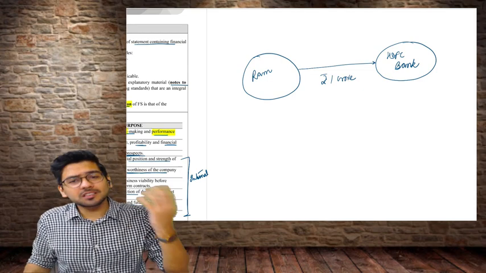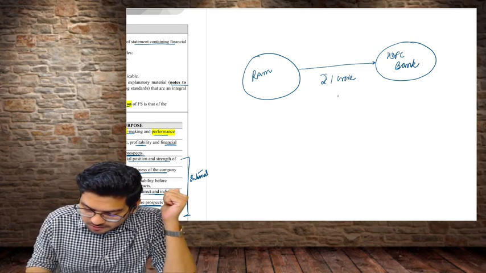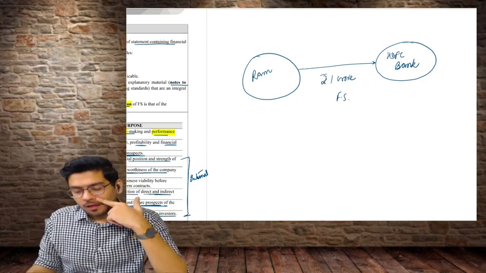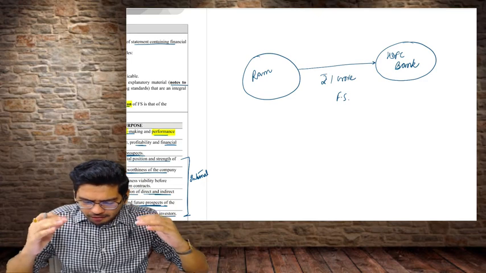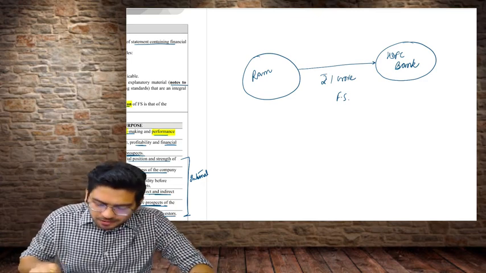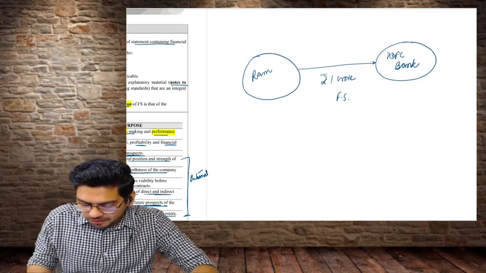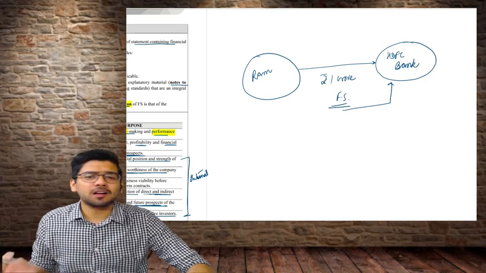The bank manager asks Mr. Ram for his financial statements. The first thing which the bank manager asks is for the financial statements. Now the next day, having understood all the requirements, Mr. Ram goes to the bank again with the financial statements, and he gives the financial statements to the bank manager.